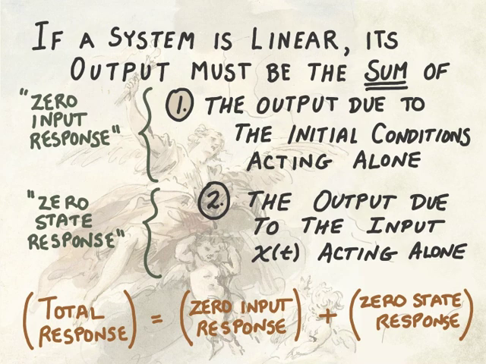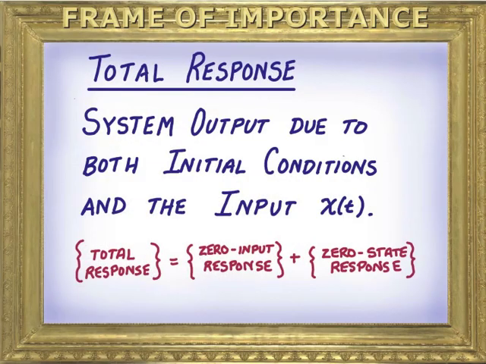We call the output, due to both initial conditions and the input, the total response. And for linear systems, the total response is the zero input response plus the zero state response. We simply need to add the two signals together. To indicate to you how important this result is, I am showing it here inside the magic golden frame. The total response is the sum of two signals, the zero input response and the zero state response. This is true for linear systems and only for linear systems.